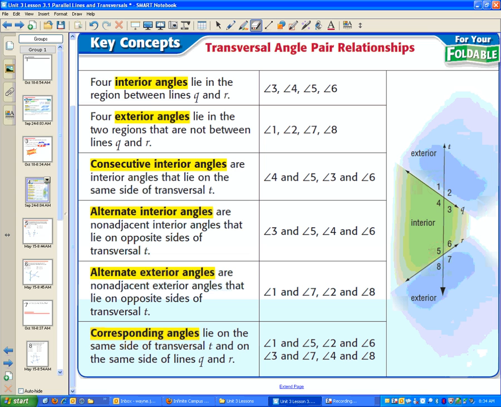If you just ask me out of the blue, okay, what angle corresponds to angle 2? I just look at it and I say, okay, it's to the right and it's above. So I find another angle that's to the right and above. And there it is. And there's a pair of corresponding angles. So you're looking for two angles that are in the same position relative to the lines in the figure. Make sense? Okay.